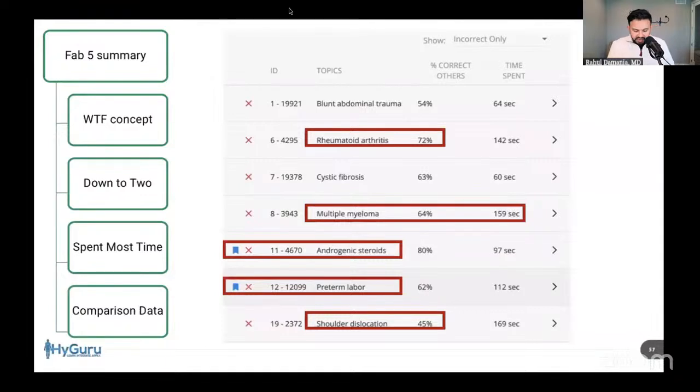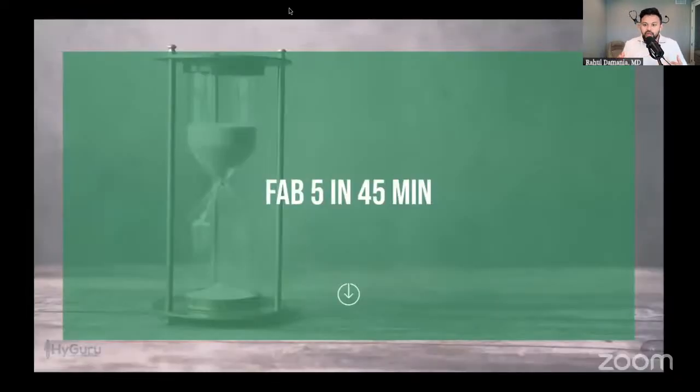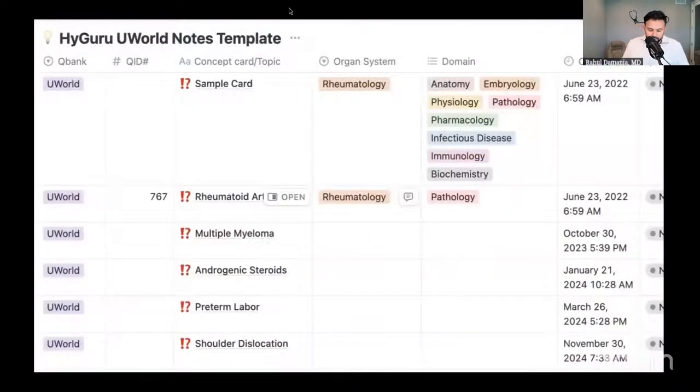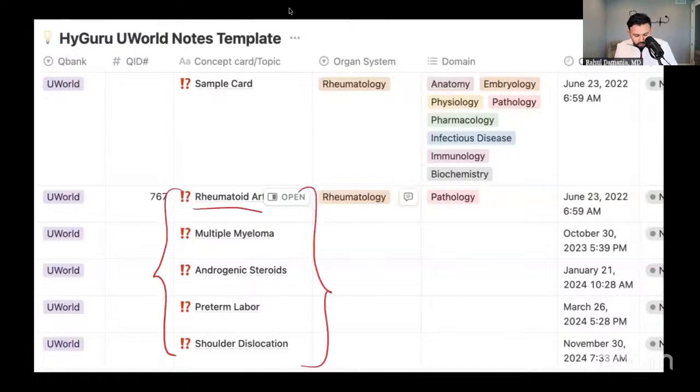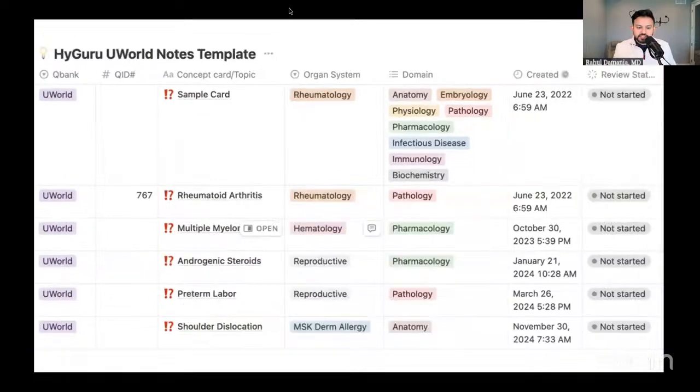Now, what do we do with these topics? These are the topics that we are going to review, and these are the questions that we are going to review first. And so what I like to do is set a timer, and I like to say Fab 5 in 45, Fab 5 in 45 minutes. So in Notion, and again, if you stick around till the end of this session, I will be giving you the Notion template. But what I do is I just list them out here. Rheumatoid arthritis, multiple myeloma, steroids, preterm labor, etc. I just list these are the topics that I'm going to review.